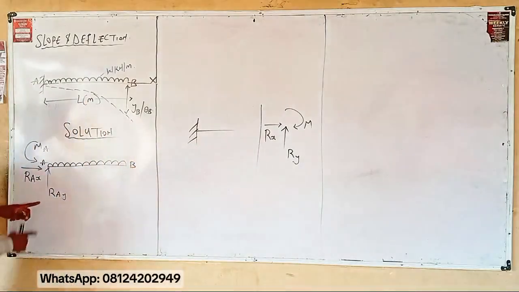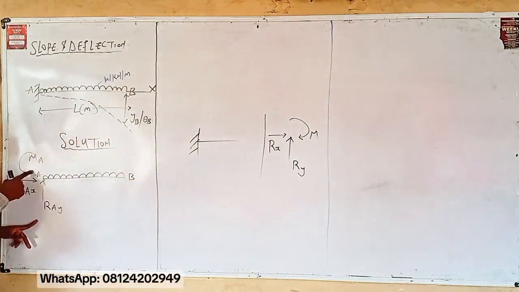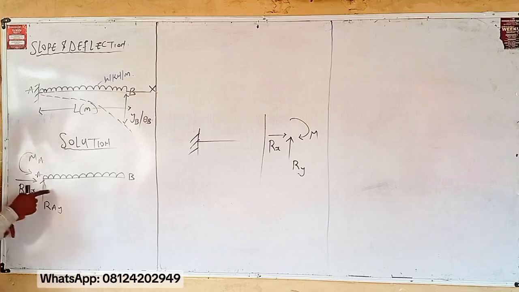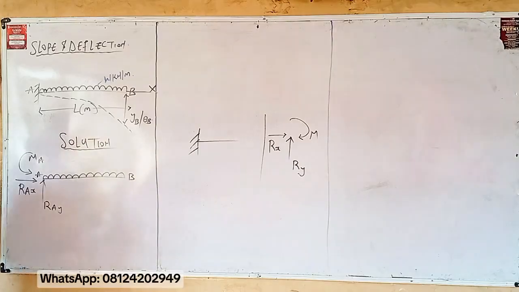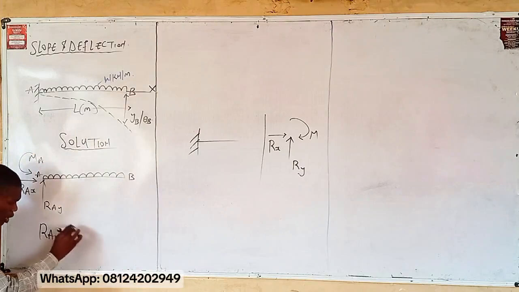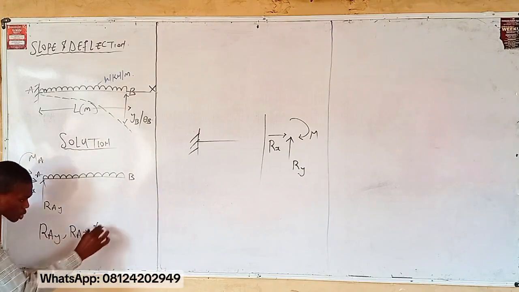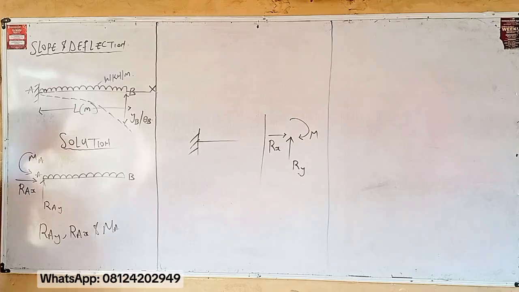So that's why you are having vertical reaction at what point? A, RAY. Horizontal reaction at what point? A, RAX. Then your moment at point A. Meaning, determining the support reaction, it means you are interested in knowing the value of RAY, RAX, and what? The moment.